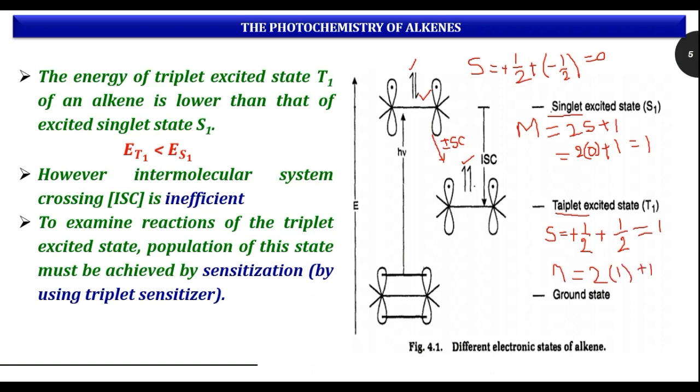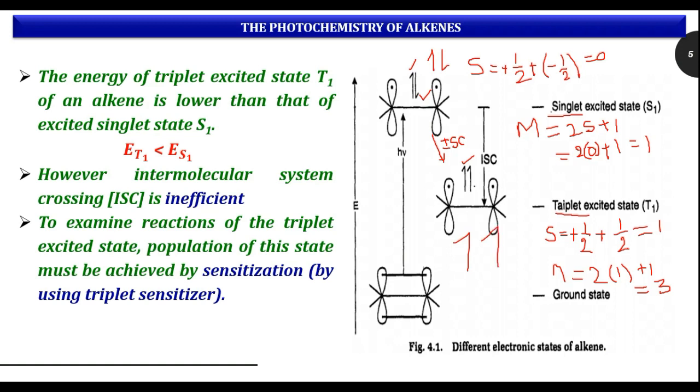So 2 into 1 is equal to 2, 2 plus 1 is equal to 3. So therefore we are saying this is a triplet excited state. You can observe for singlet excited state the two electrons having opposite spin. For triplet excited state the two electrons having same spin.